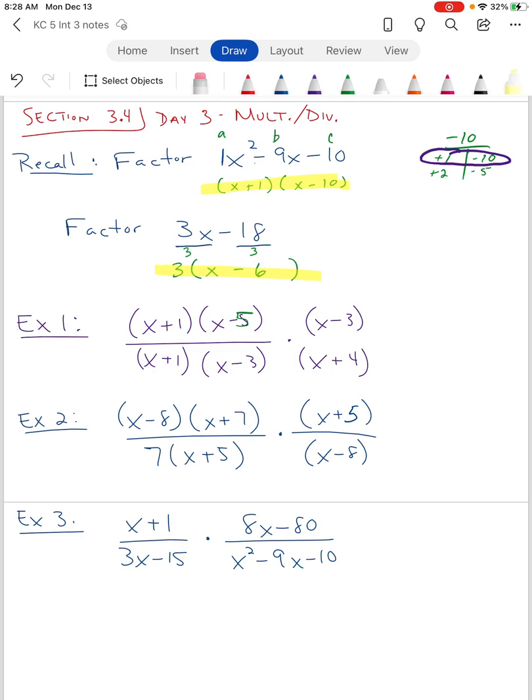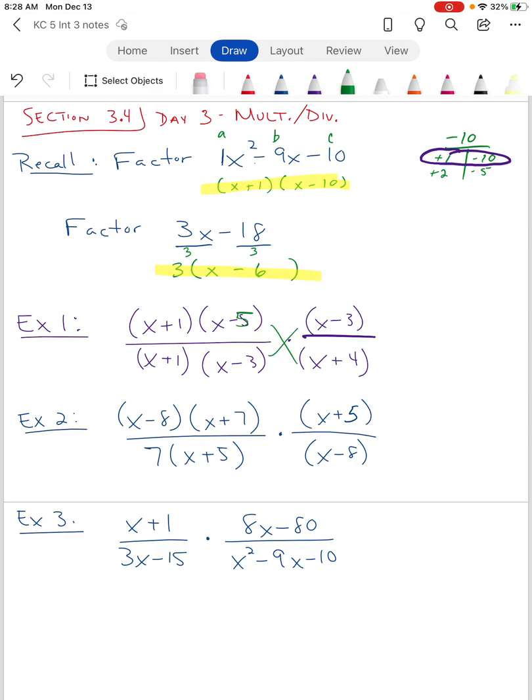Okay, so we're going to use that concept of factoring and multiplication and division of rational numbers together. So for the first couple examples, it's going to be very straightforward. Okay, I have x plus 1, x minus 5, x plus 1, x minus 3, and then x minus 3 over x plus 4. So what I'm going to do here, like I was doing for day 2, is I'm going to look across from each other and see if I can cancel anything out.